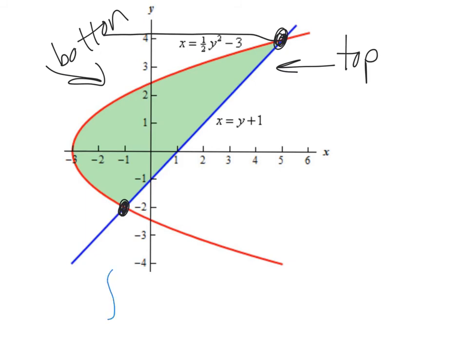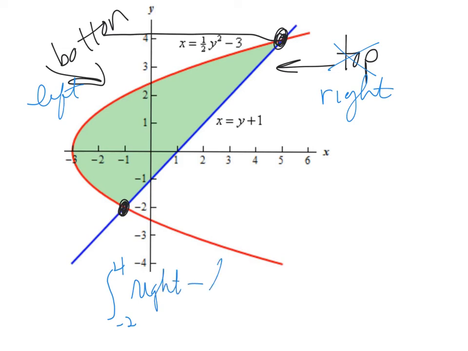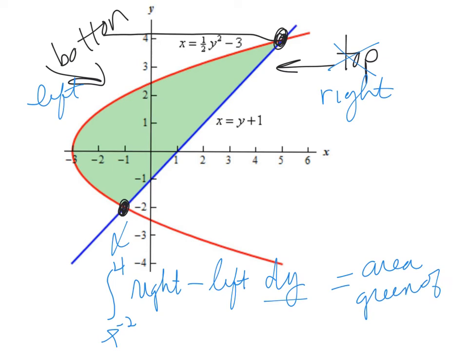So I would have from -2 to 4 of, instead of top, it's going to be right, and this is going to be left, because I'm doing this in terms of y. So I would do the right function minus the left function, dy, not dx, dy. And then these are y values. And then integrate the same. It's still going to equal the area of the green region.